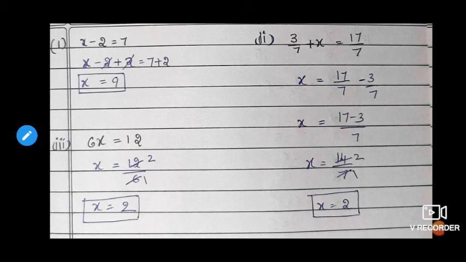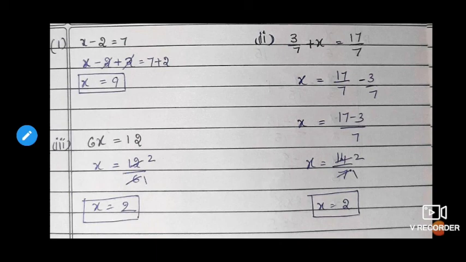First one, x minus 2 is equal to 7. Here we want only x on the left hand side. So I want to remove minus 2. If I do plus 2, it will get removed. So if I add 2 on both the sides, on this side the 2 will get cancelled. Only x will be there, and on this side 7 plus 2 is equal to 9.